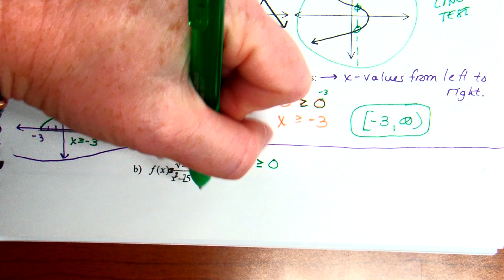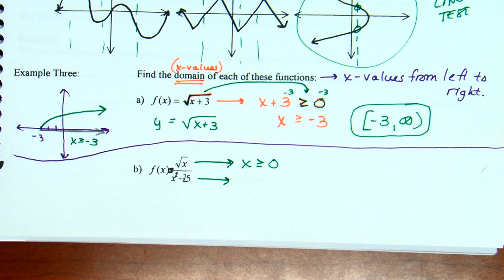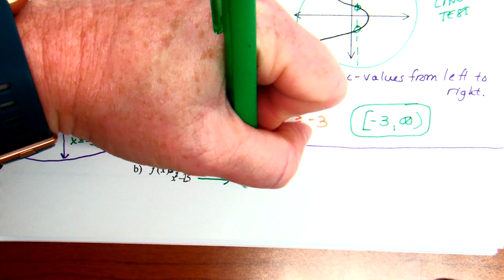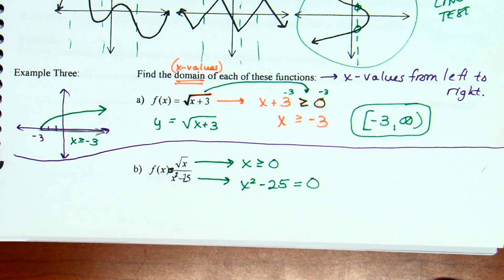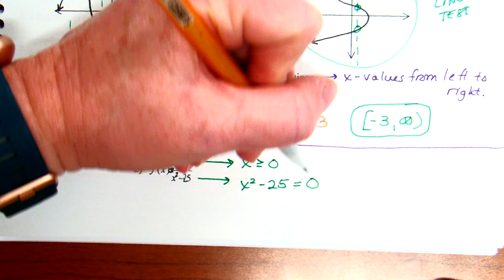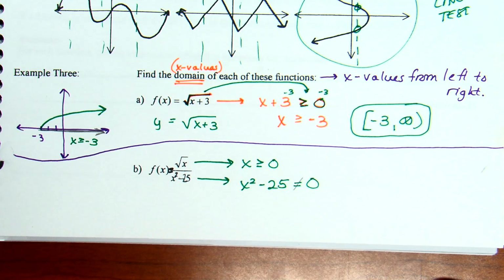Equal 0. So, if a denominator cannot equal 0, what I'm going to do is set my denominator equal to 0 to see what those values are. So, we're going to set x squared minus 25 equal to 0, with the idea that when we solve this, whatever answers we get, those are places that x cannot be. Because x squared minus 25 cannot equal 0. That's what we're thinking. How do we solve this?